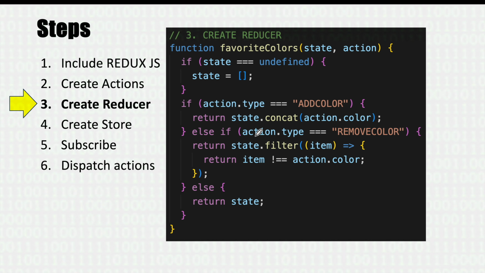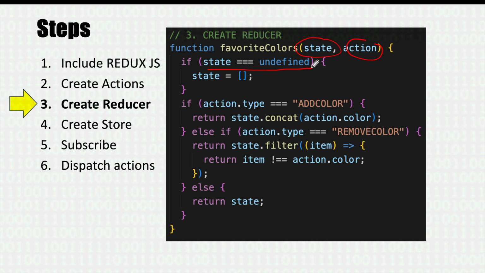So then we have this reducer. The reducer specifies how the application should respond based on the actions which it receives. The reducer takes the current state and action as input and returns a new state that reflects the changes after the action has been taken. So in this case, what is happening?